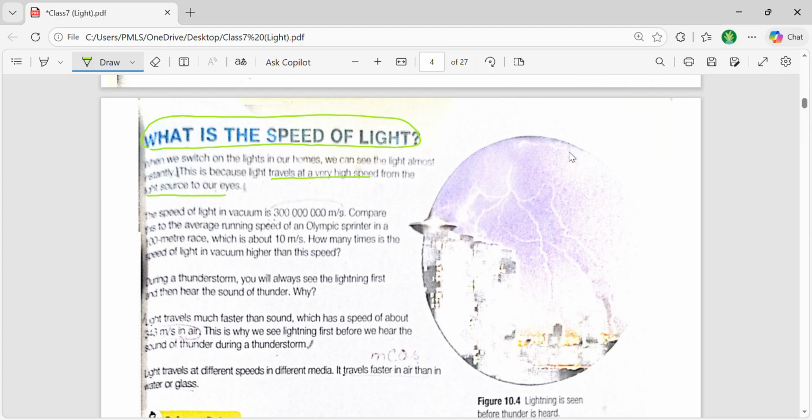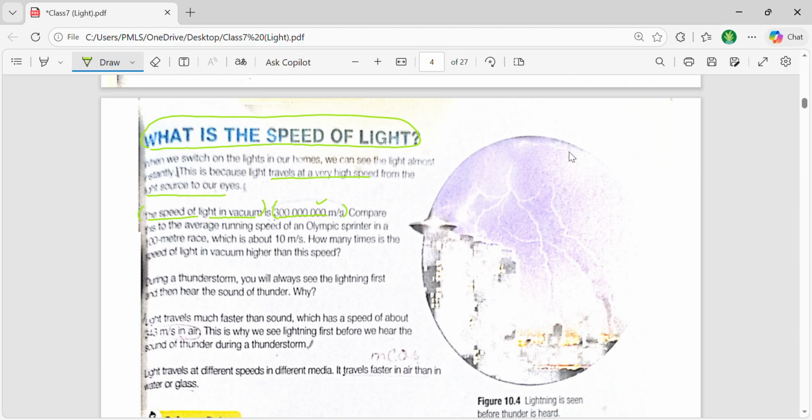You can see the example of lightning in the sky when there is a thunderstorm. In a thunderstorm, you always see the light first and hear the sound later. So it means that light travels at a faster speed as compared to sound. This is what they are explaining here. This is very important information, so highlight it in your books: the speed of light in vacuum is the highest, almost 300 million meters per second.